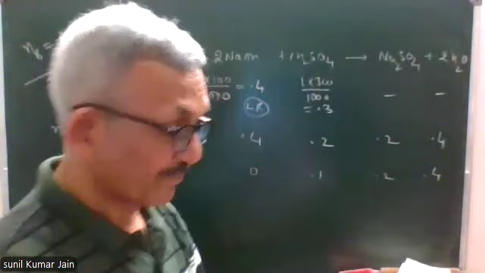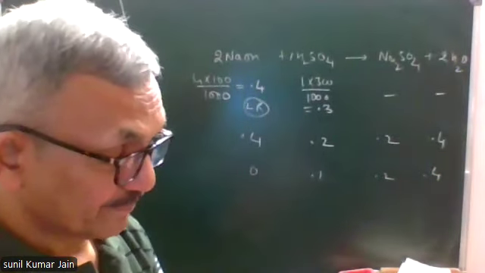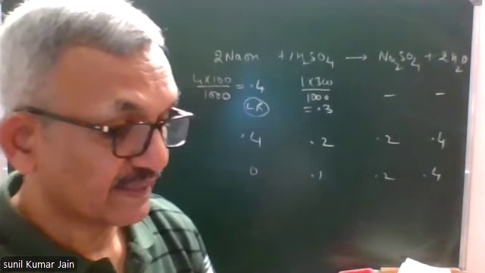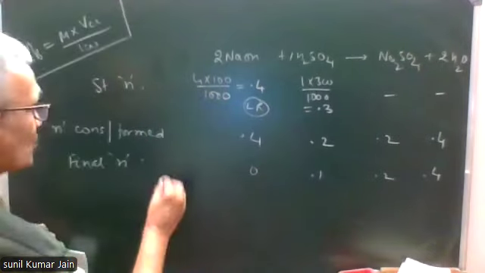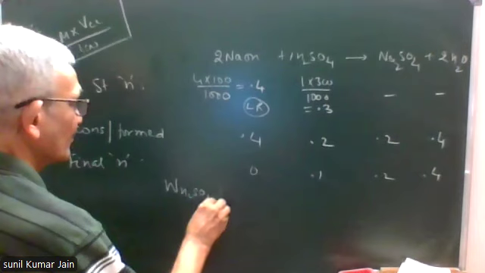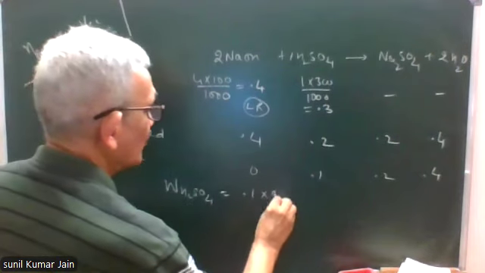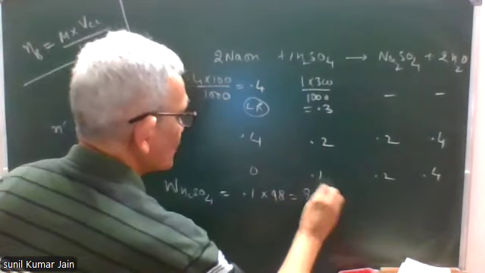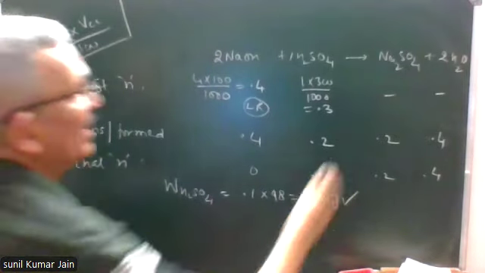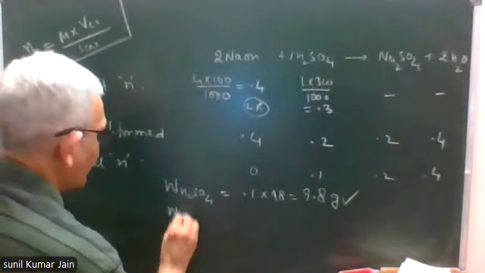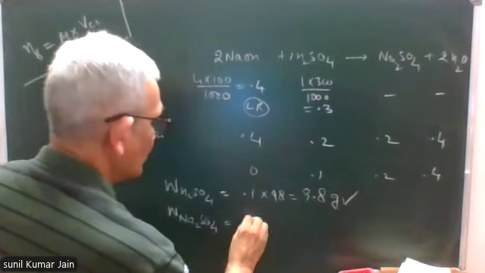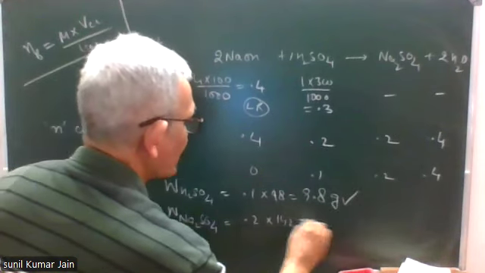Now, question is, calculate masses of sodium sulfate and water formed and mass of reactant left. So weight of sulfuric acid left, 0.1 mole into molecular weight 98. So 9.8 grams of sulfuric acid will be left. How much is sodium sulfate formed? Weight of sodium sulfate is equal to 0.2 mole into molecular weight, which is 142.